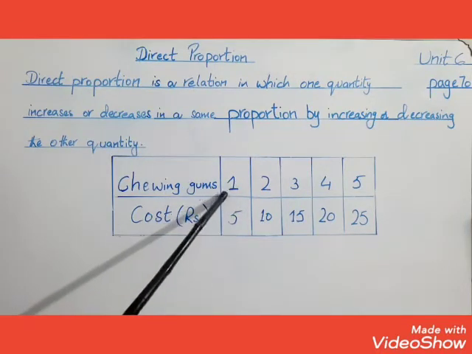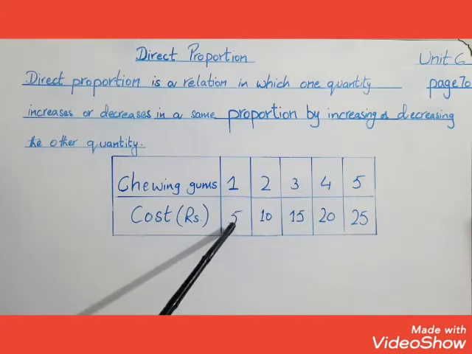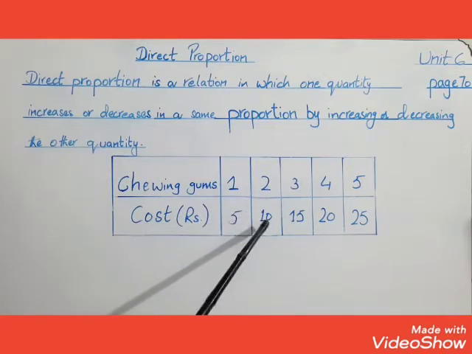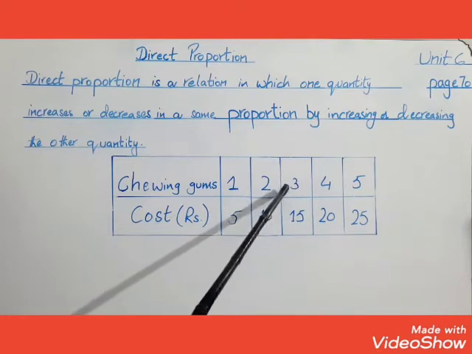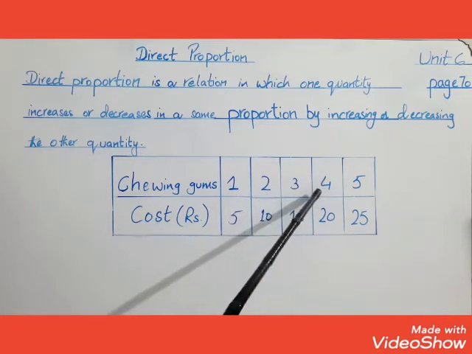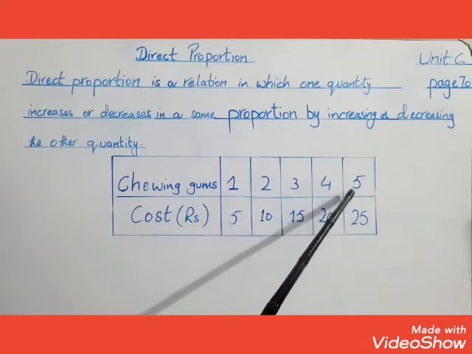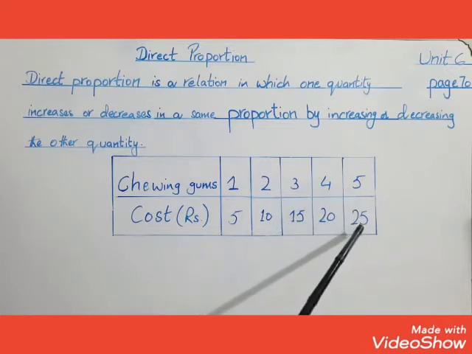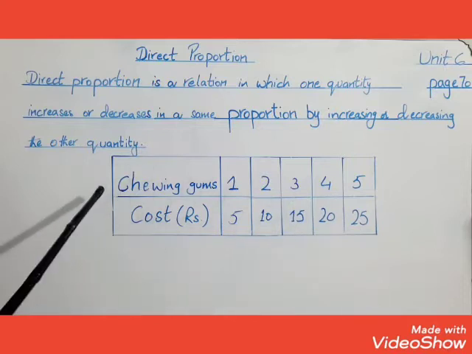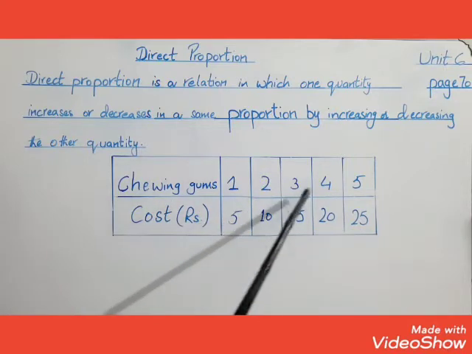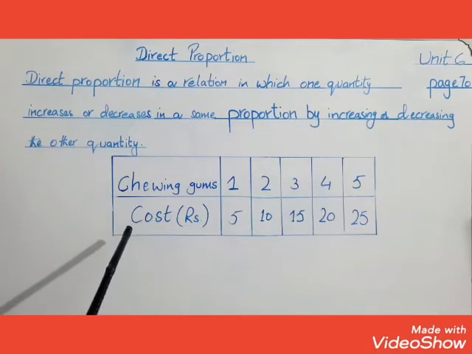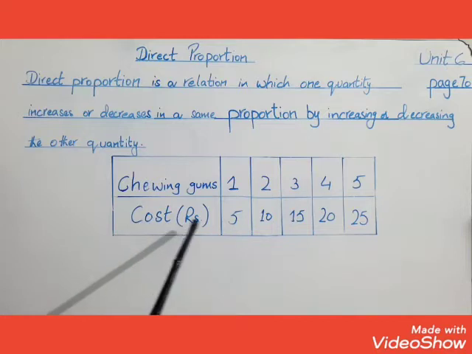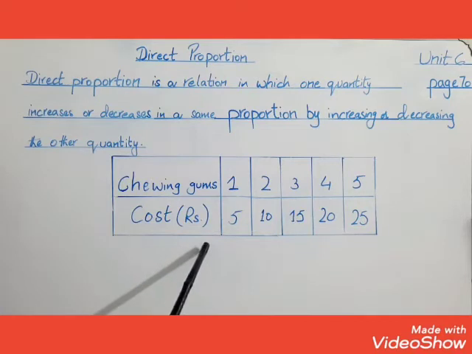Now students, see the example. The price of one chewing gum is 5 rupees. The price of 2 chewing gums is 10 rupees. 3 chewing gums 15, 4 chewing gums 20, 5 chewing gums 25. Now as the number of chewing gums increases in the same proportion, the cost price is also increasing. Right, students? So it means that this is a direct proportion.